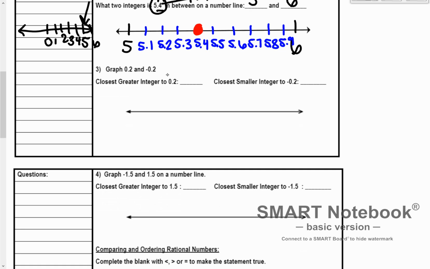Okay, 0.2 and negative 0.2. We start our number line with 0. The closest integer that's larger than 0.2, remember, integer, we're talking whole numbers, would be 1. That's bigger than 0.2. The closest smaller integer is negative 1. So I need to make sure my number line goes from 1 to negative 1. Then I ask myself, can I count by 0.2s and get to 10? Yes, I can. So I can go ahead and do that. Always do your positive side first, because we've been doing that in elementary school. Hopefully at least. So our first one's going to be 0.2.